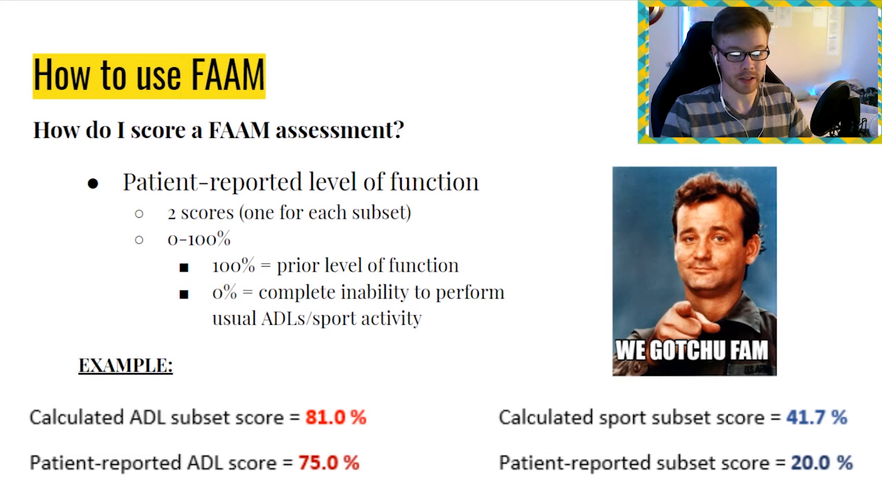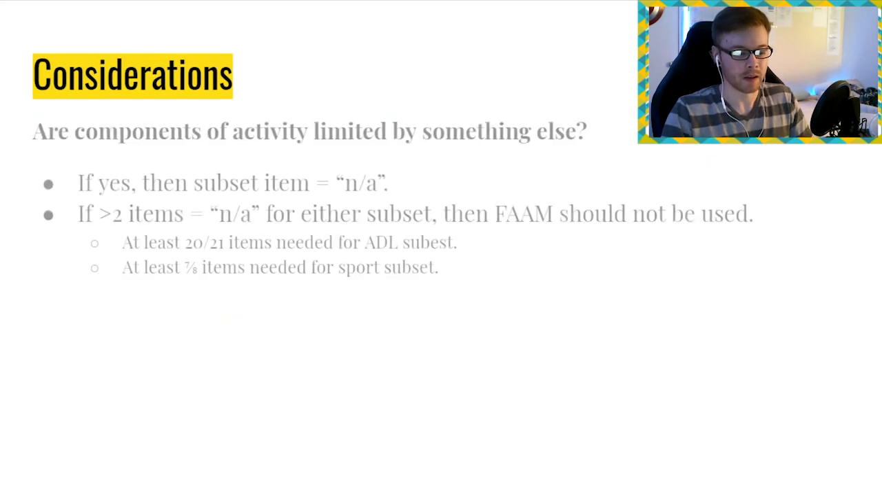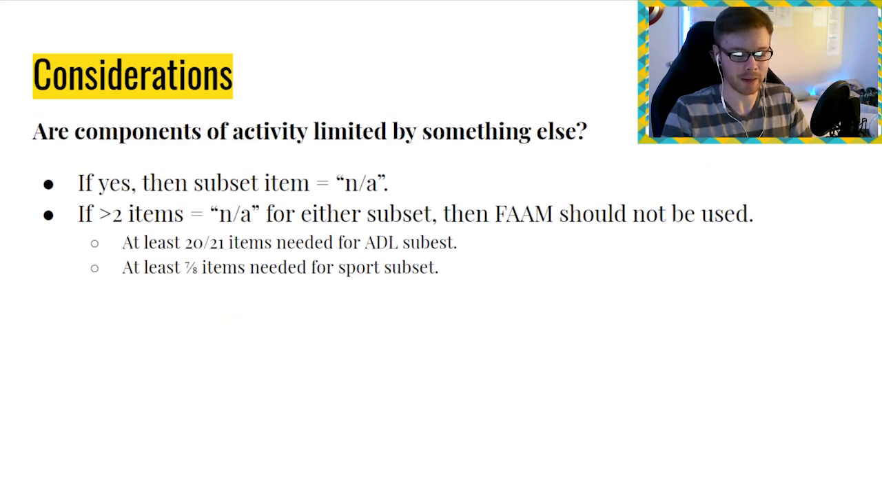Now, some things to consider before using this outcome measure are: is a component of activity limited by something other than the patient's foot or ankle? If the answer is yes, then have the patient write NA or not applicable for that particular subset item. However, for this outcome measure to be valid, it does require that the patient is able to answer at least 20 out of the 21 items in the ADL subset and at least 7 out of the 8 items in the sports subset. If the patient's unable to answer 2 or more of the items in either subset, then the outcome measure is now invalid.